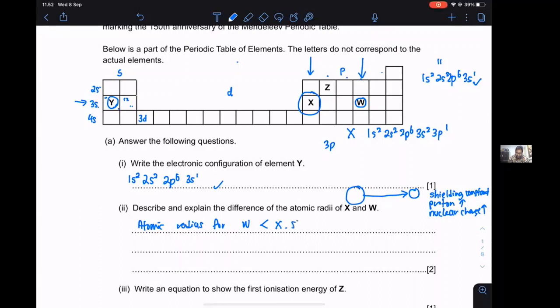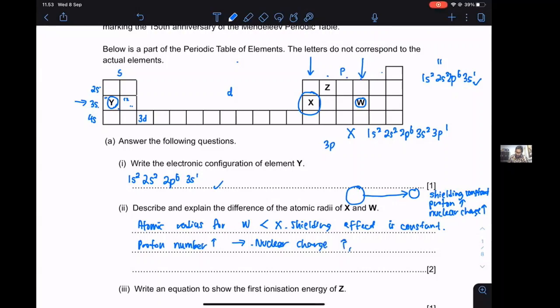So the shielding effect is constant. You write it down in full. Shielding effect is constant, and the proton number increases going to the right. Therefore, your nuclear charge is going to increase.